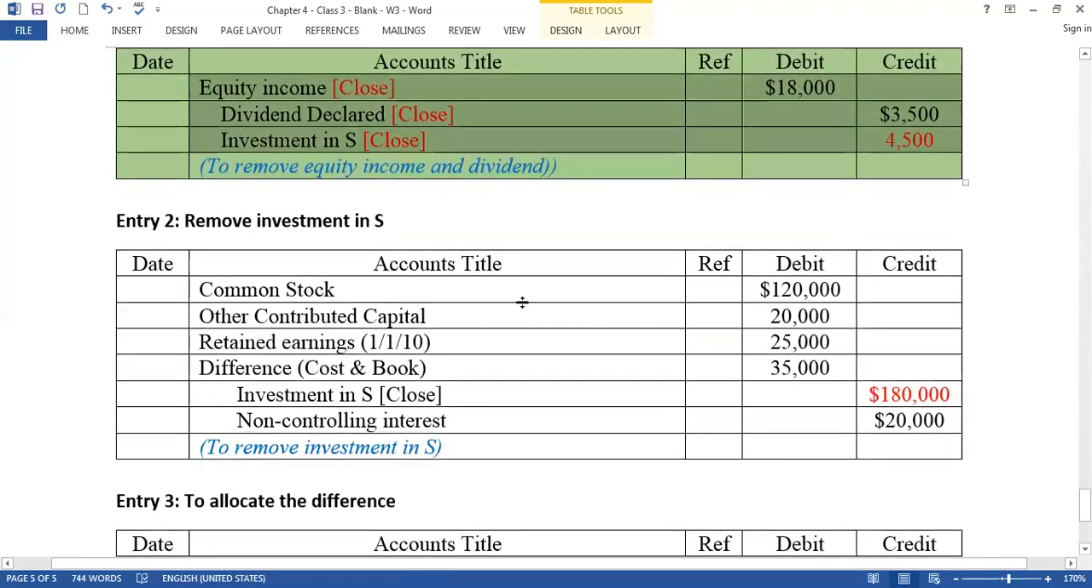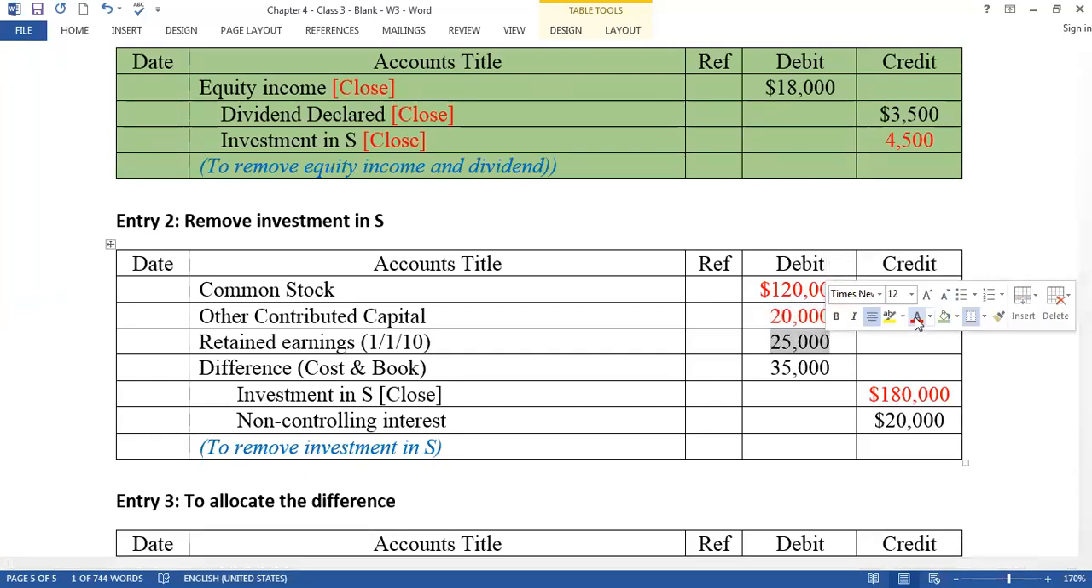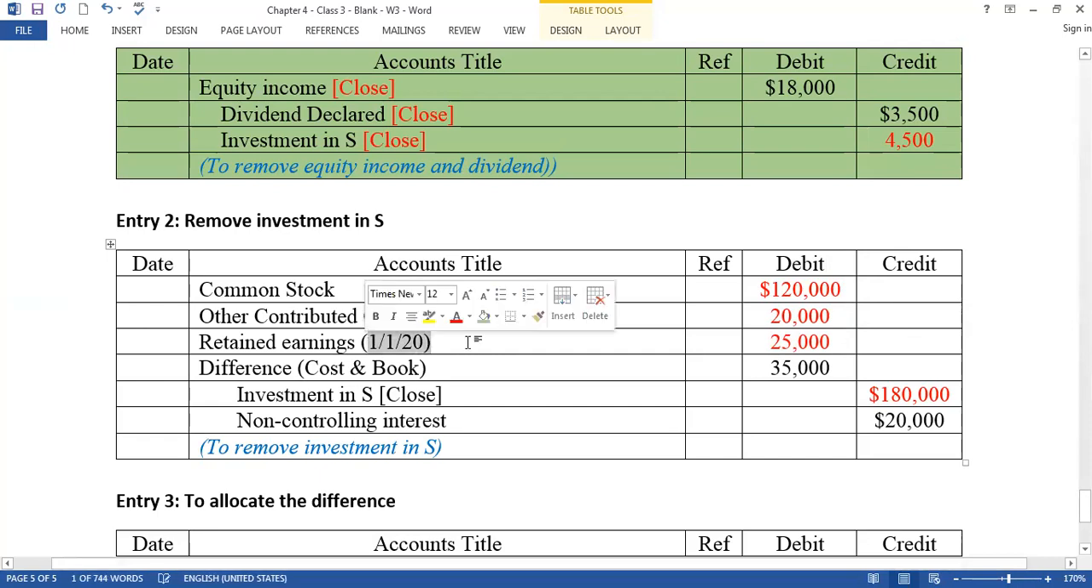And you know this kind of previous closing journal. We close parent and subsidiary company's common stock. We close subsidiary company's other capital. We close subsidiary company's beginning retained earnings. Look at here, beginning. This is the beginning retained earnings. We close. If you cannot remember, go back to my previous class.